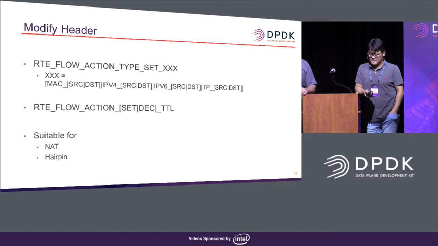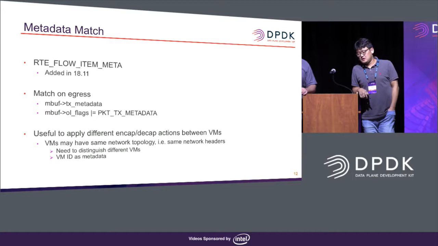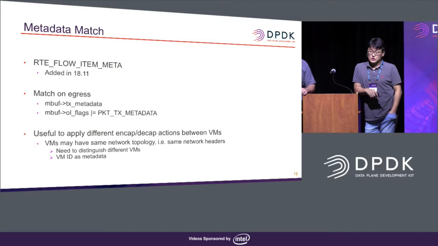We wanted to define one more good RTE flow item. In 18.11, we added the item meta. That means you can use some metadata matching on the egress side. If you want to match on egress, you should set the TX metadata, which is a newly defined field in the RTE mbuf. You have to set that TX metadata, which is 32 bits, and also set the OL flags with the TX metadata. Then the device will know that this packet has to be matched on the metadata, which is preset on the device.